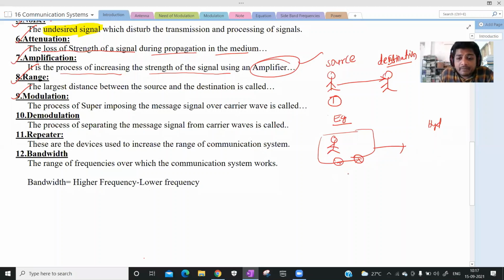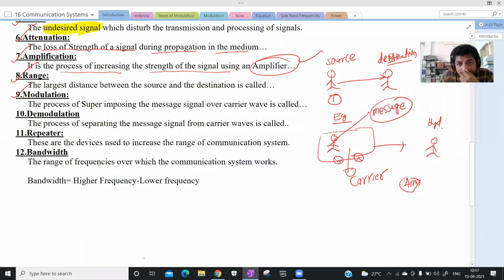In this case, the bus is called a carrier. Here you yourself are the message. This is the message signal. Actually, what is our aim? Our aim is to send the message signal from one place to another place. We need to convey the message from one place to another. By using a carrier, we are sending the message signal, right?